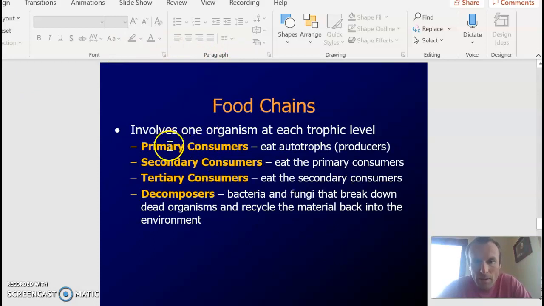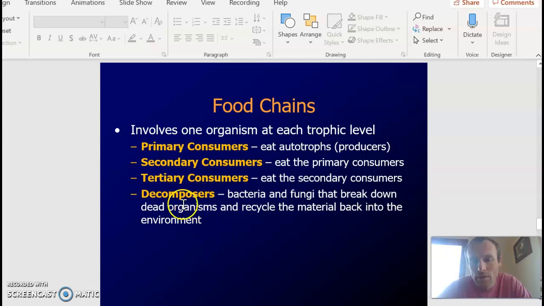So we've got primary producers, which is the grass or the autotrophs. Then we have primary consumers. These guys are the herbivores. Secondary consumers are organisms that eat the herbivores. And sometimes we even have a tertiary consumer that would eat the secondary consumer.